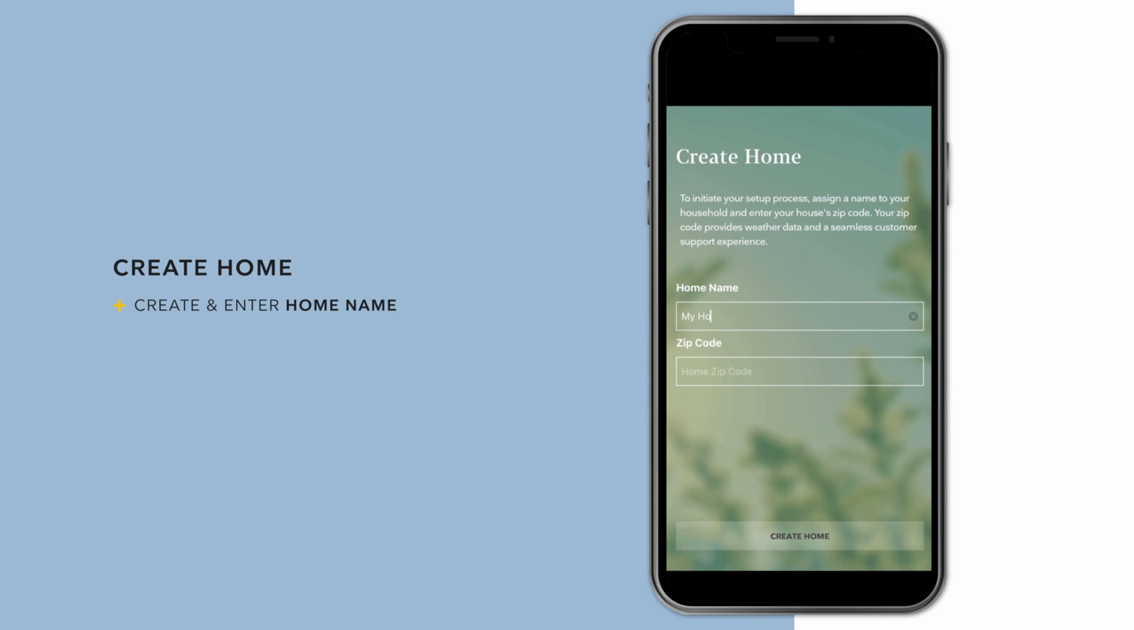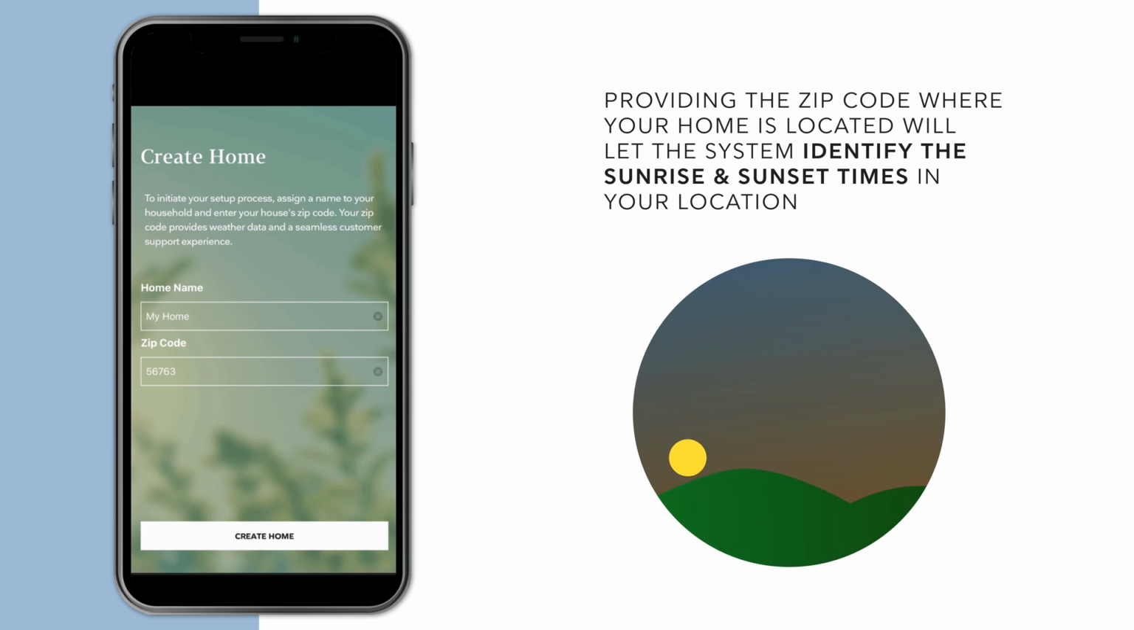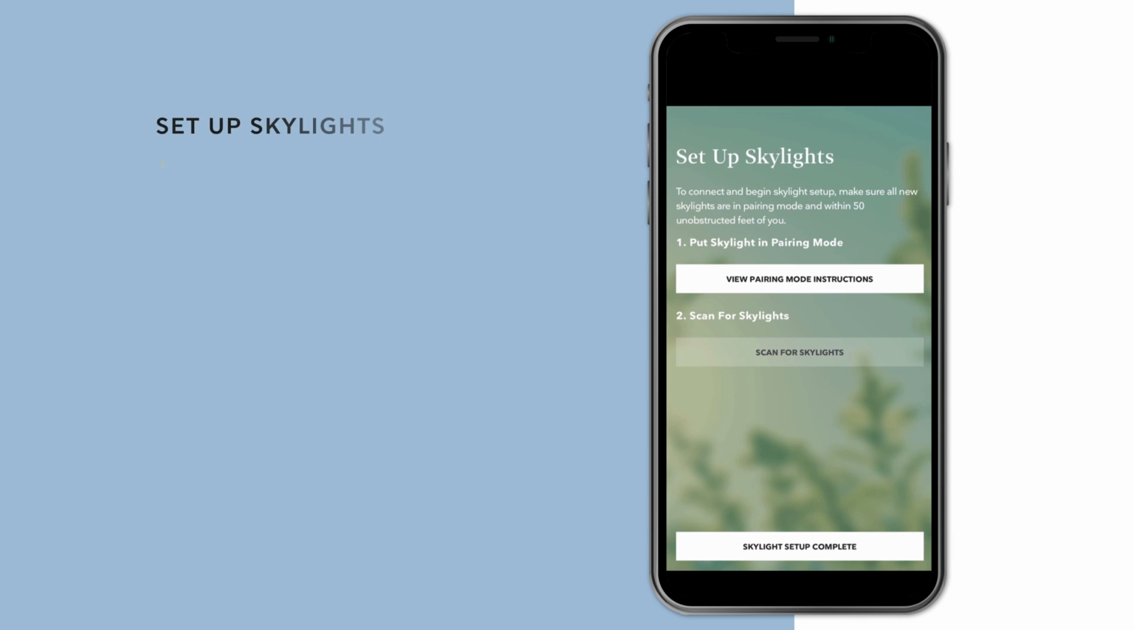Create and enter the name of your home and enter your zip code. Providing the zip code where your home is located will let the system identify the sunrise and sunset times in your location. This is important when you create modes, which we'll discuss later. Select Create Home. Tap on the View Pairing Mode Instructions button.